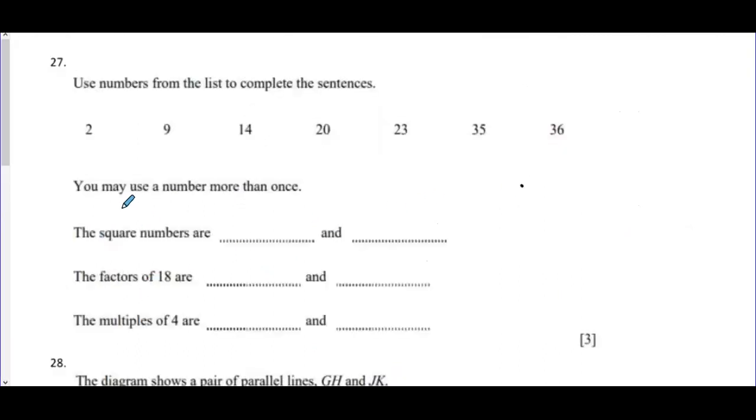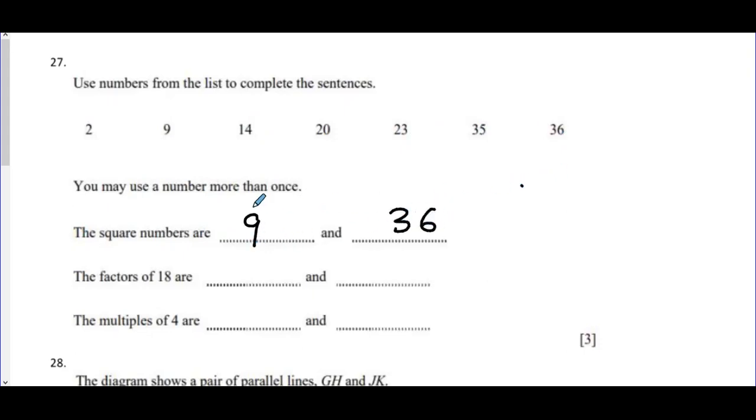Okay, this question here. Use numbers from the list to complete the statements. You may use a number more than once. Okay, that's far better. The square numbers are, is 2 a square number? No. 9 is a square number. 14 is a square number? No. 20, 35, 36 is a square number.